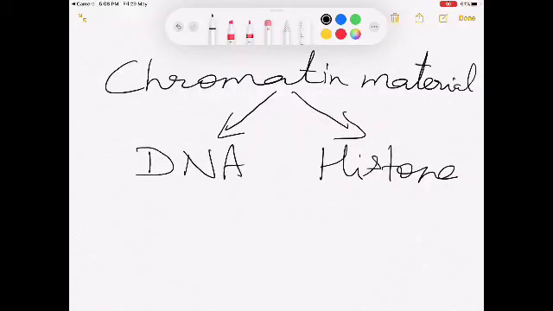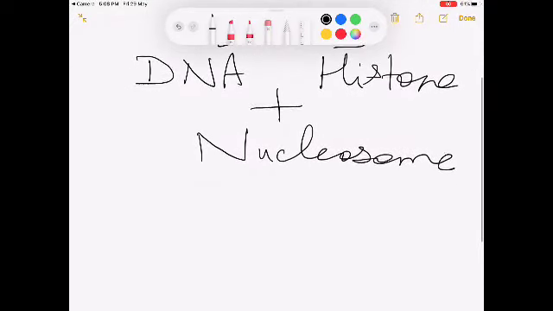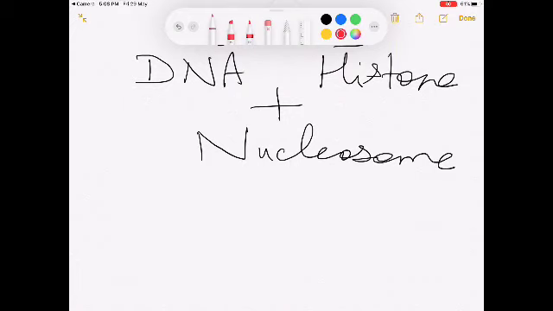Okay, and these DNA and histone, when combined together, they are making nucleosome. So let's see how nucleosomes are formed. Okay, so students, I'm going to make a nucleosome.